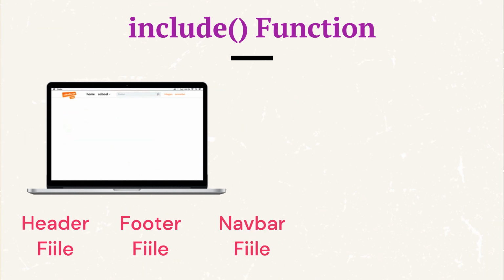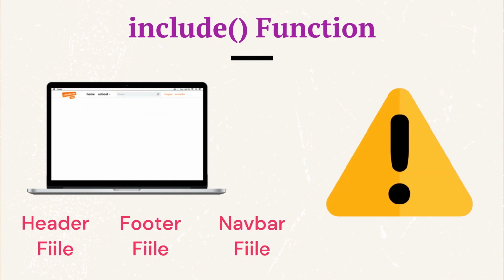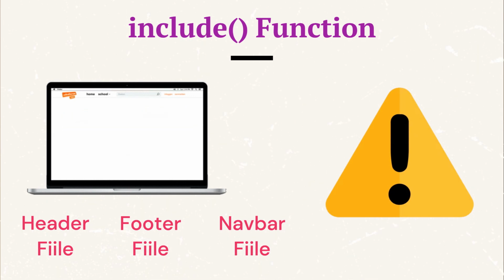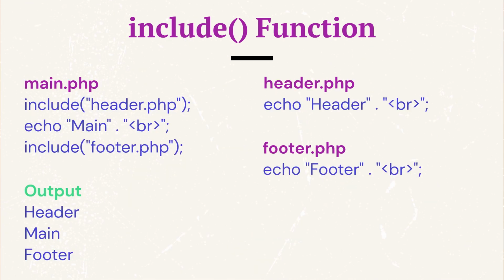This function generates a warning and continues the script execution if a problem arises while executing the script. The expected problems are that the included file is missing, there are variable naming mistakes, syntax issues, and many others. Here is an example. There are 3 files. The main file is main.php. We are including 2 files, header.php and footer.php, in the main file.